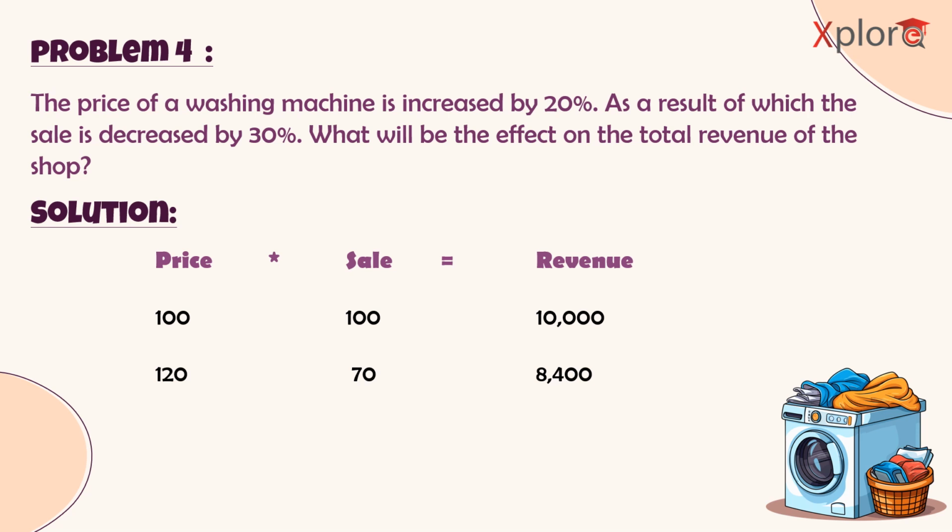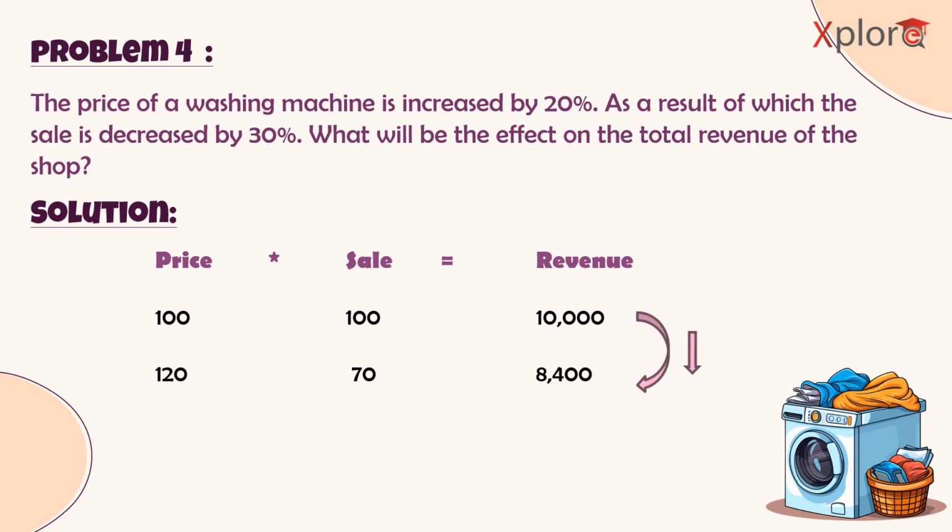Now it says that the price of the washing machine is increased by 20%. So initially the price was 100. Now 20% increased means it should be 120. Then the sale is decreased by 30%. Initially the sale was 100. Now it got decreased by 30%. So 30% of 100 is 30. So the sale got decreased by 30. So the number of sales is 70. So now 120 into 70 is nothing but 8,400.